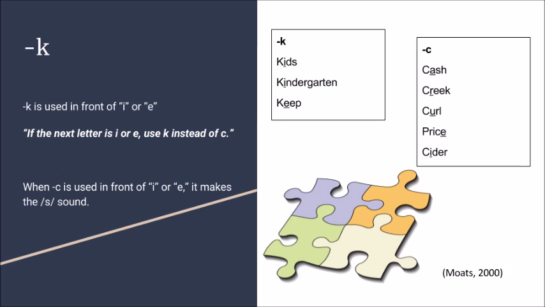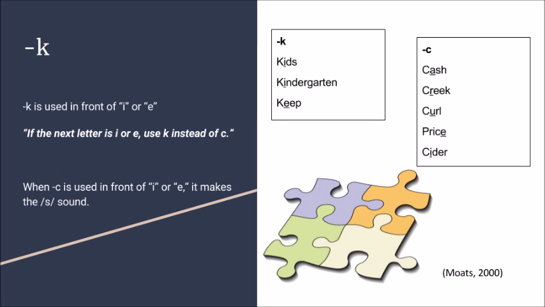Then look at the C words. The first one is cash. Since the letter following the k sound is A, then we use the C spelling. And the same is true for creek and curl. Since the letter after the k sound is not I or E, we use the C spelling.